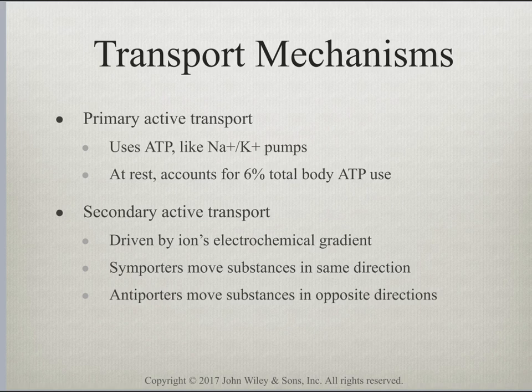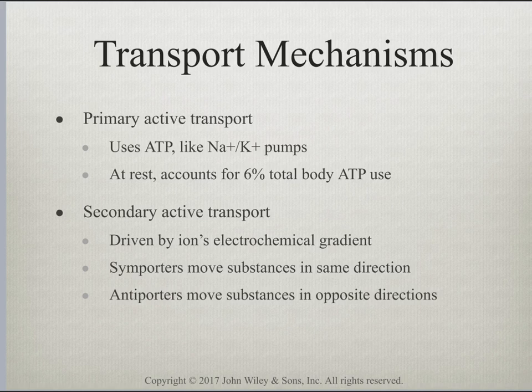We can look at transport mechanisms, specifically the ones that require energy. So we have two different types of active transport, the first being primary, the second being, well, secondary. For primary transport, we're definitely using ATP. This is going to be our sodium potassium pumps. Now, the nice thing is that at rest, this accounts for about 6% of our total body ATP use. So we're not using a majority or a massive amount of our ATP production, but a small percentage to help our kidneys work to produce our urine, especially while we're resting or sleeping.